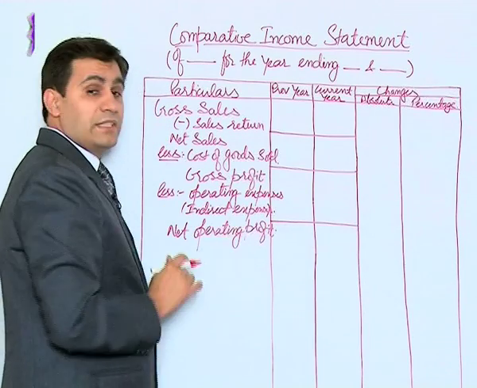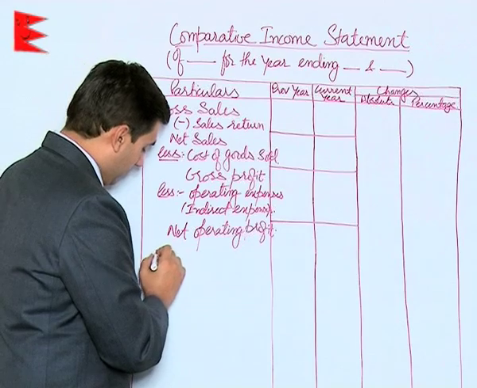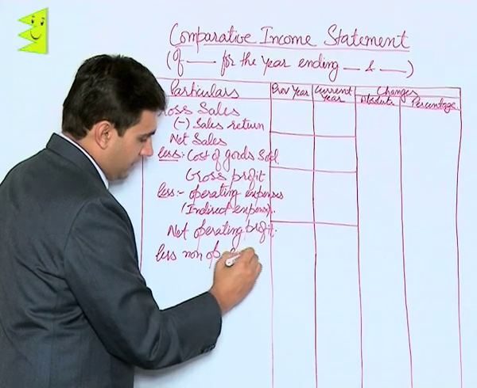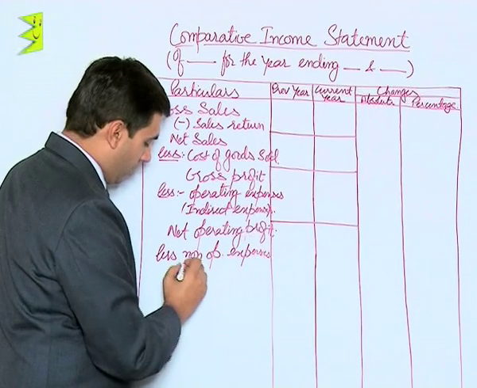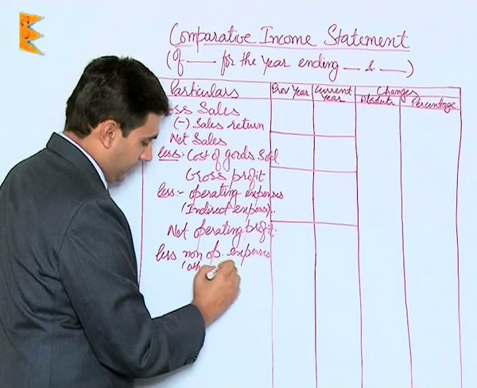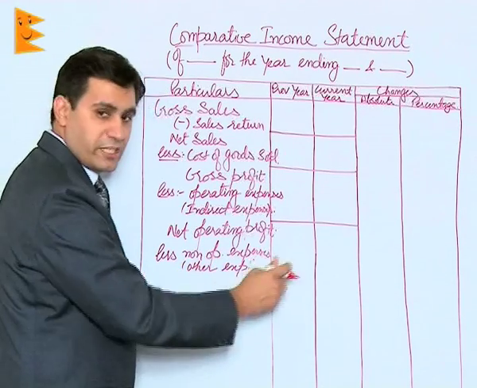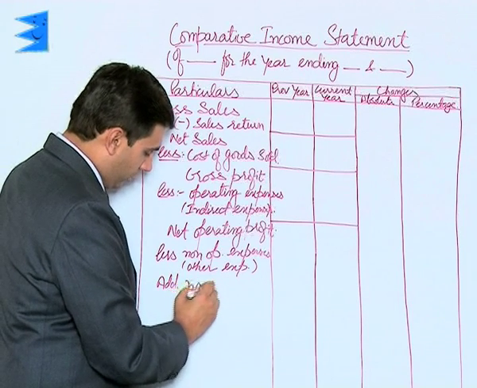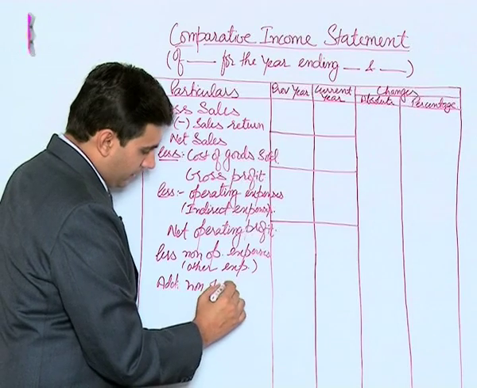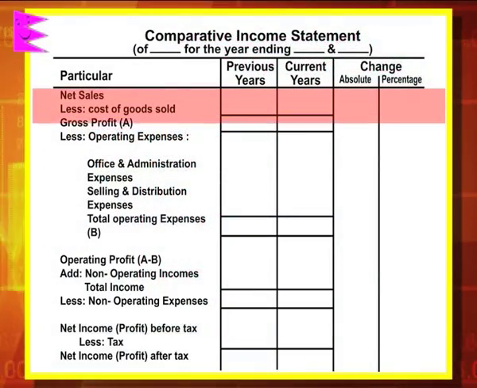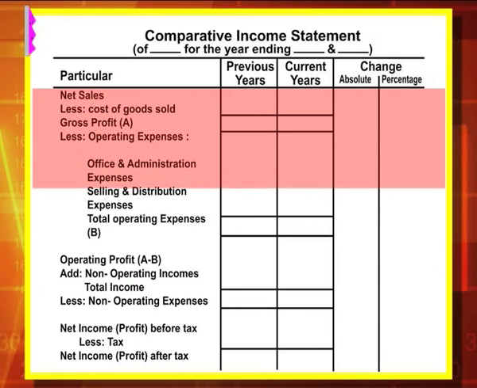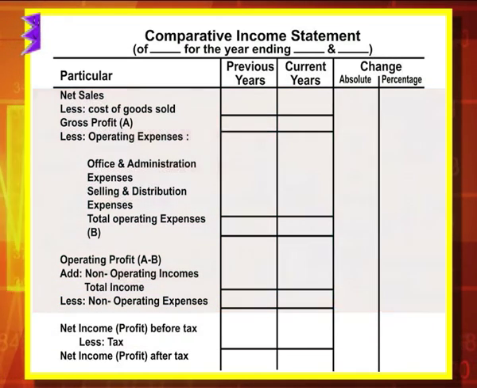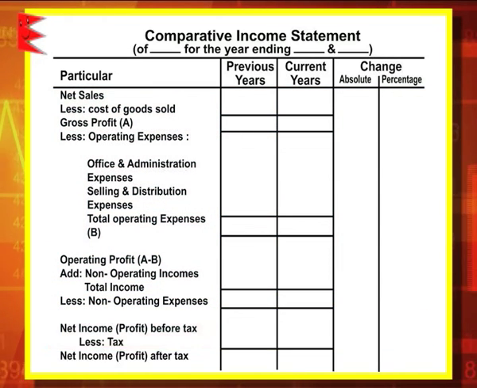Now students, out of this net operating profit, we will deduct non-operating expenses, or we call them as other expenses as well. EXP represents expenses here. Then to this we will add non-operating incomes. Once all this is done, we will come to net profit before tax.